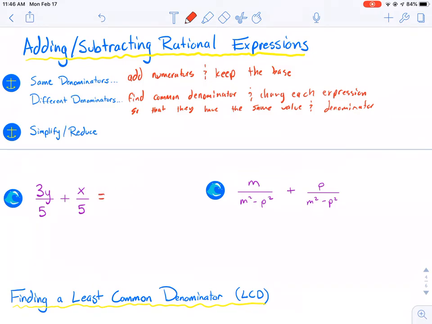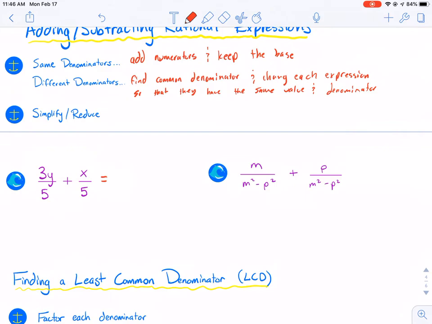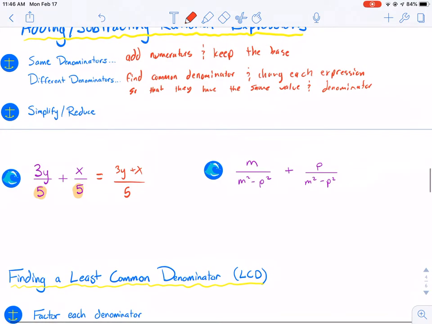These first two examples are pretty straightforward. We see that they have a common denominator with 5 and 5, so we just add the numerators, 3y plus x. We can't simplify that any further, over 5, and there's nothing to cancel there, so that's our final answer. The second little example, we have m over m squared minus p squared plus p over m squared minus p squared. Okay, so we're going to keep the base as it suggests, m squared minus p squared, and we have m plus p in the top.